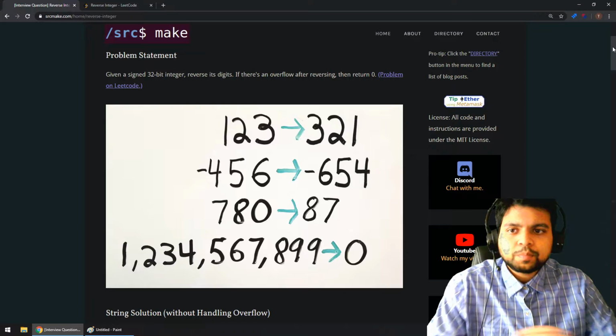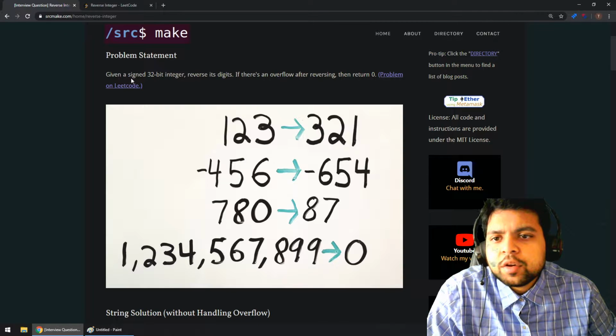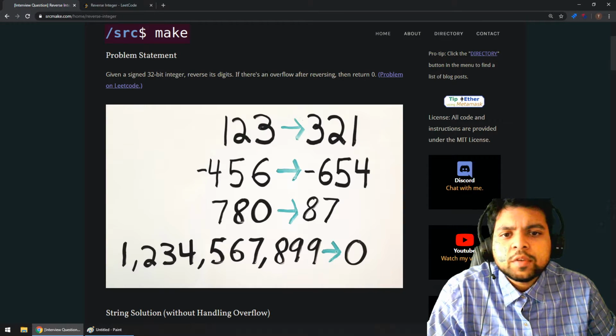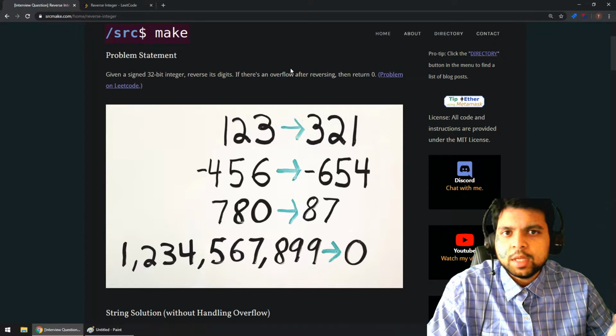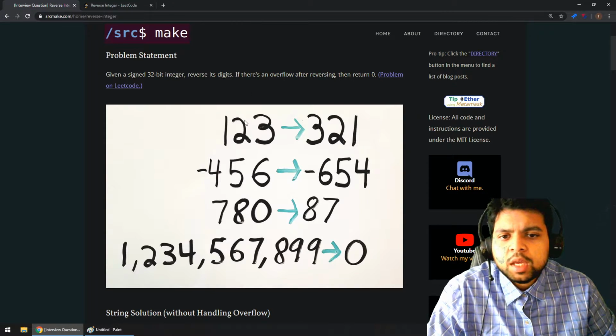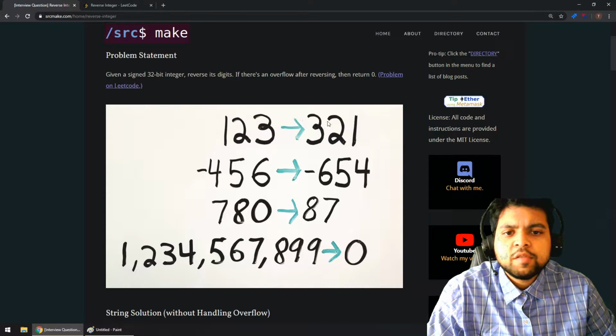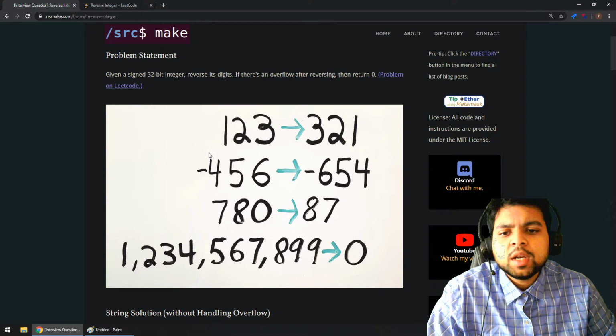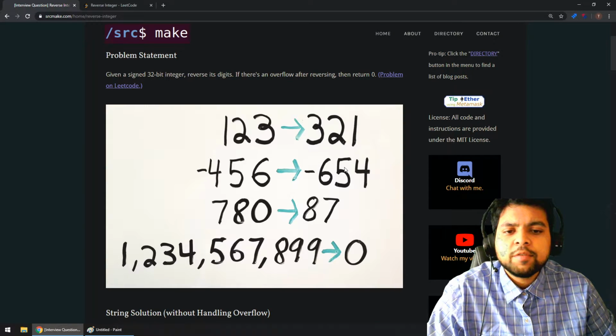So the problem statement. Given a signed 32-bit integer, and we'll understand what this means in a bit, reverse its digits. And if there is an overflow after the reversal, then return 0 instead. We'll see what overflows mean in one of the future sections. So, for example, if we were given the number 123, we would reverse the digits and return 321. If the number was negative, then we would keep the negative sign and do the reversal on just the digits. So for example, if we were given negative 456, we would return negative 654.